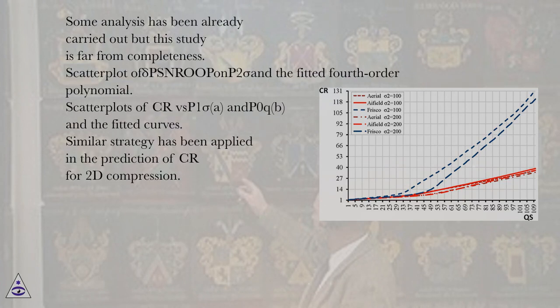Some analysis has already been carried out, but this study is far from completeness. Scatterplot of delta snoop versus P2 sigma and the fitted fourth order polynomial. Scatterplots of CR versus P1 sigma, A, and P0Q and the fitted curves. A similar strategy has been applied in the prediction of CR for 2D compression.